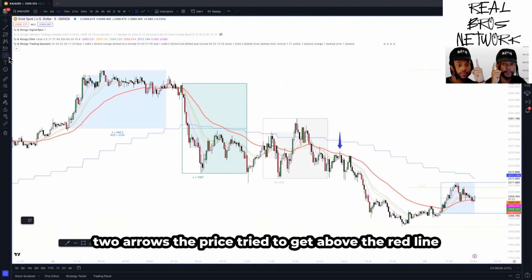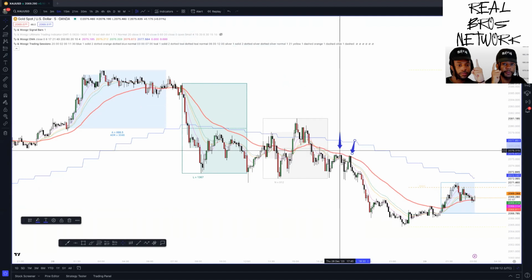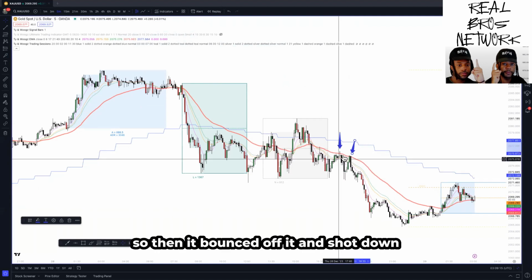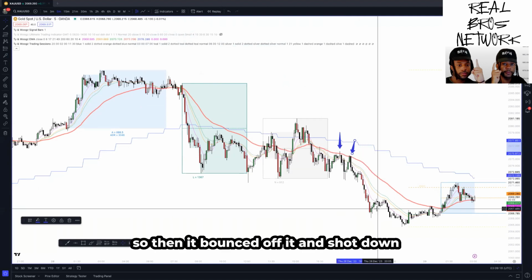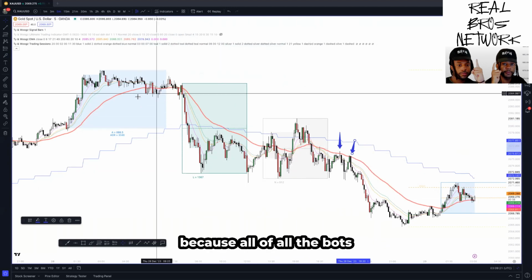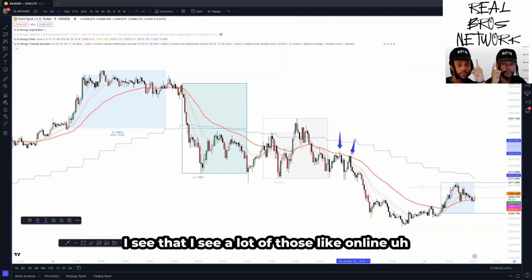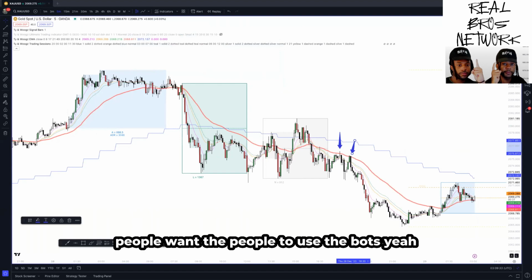two arrows. The price tried to get above the red line, but it rejected it 2 times. It just couldn't get it. So it bounced off it and shot down. Because of all the bots, like some of the banks use bots now. I see a lot of those online. People use the bots.